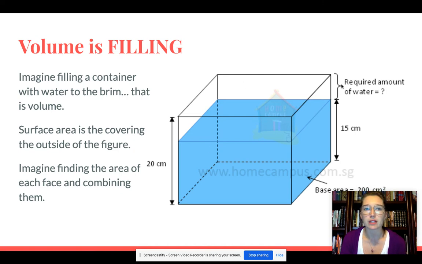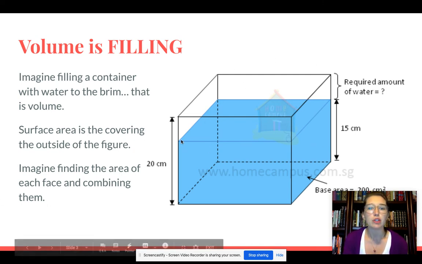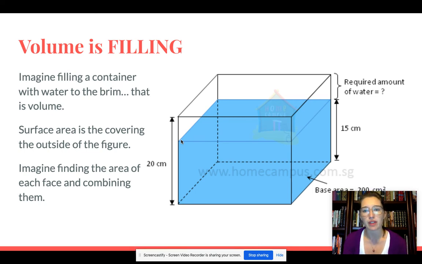So if you were given a science problem like this, you know that you're thinking of volume, and you would be thinking length times width times height to find out the entire amount of water you would need to fill this shape, okay? Surface area is different because it's not the inside, it's covering the outside of the shape.